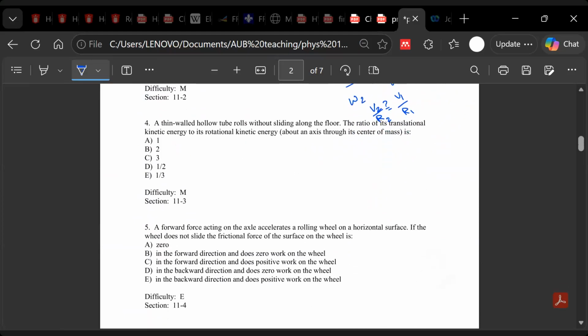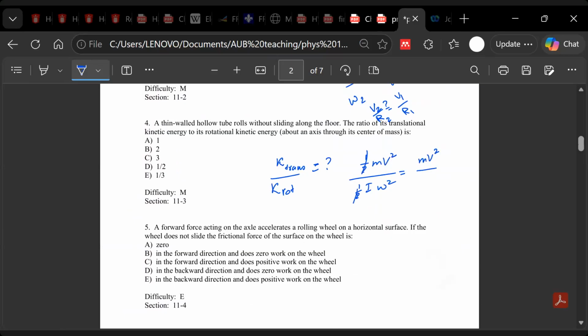Questions? A thin-walled hollow tube rolls without sliding along the floor. The ratio of its translational kinetic energy to its rotational kinetic energy is, so I want K translational over K rotational. That's what I want, right? Okay. How do I proceed? I'm gonna write down the formulas. Half m v squared over half I omega squared. Very nice. Half and half go away. I will have m v squared over I omega squared.